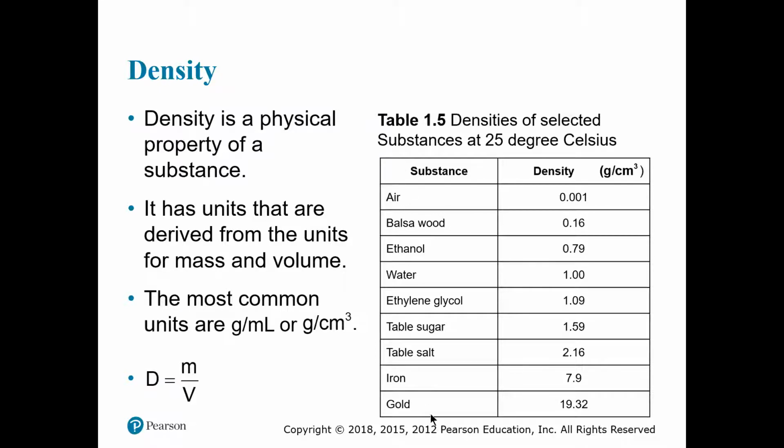Here are some common densities. Air has a density of 0.001 grams per centimeter cubed. Water, which tends to be our standard for most things, has a density of 1. Table sugar, 1.59 grams per centimeter cubed, meaning it's got more mass packed in the same volume. Gold here, 19.32, so a very dense material.